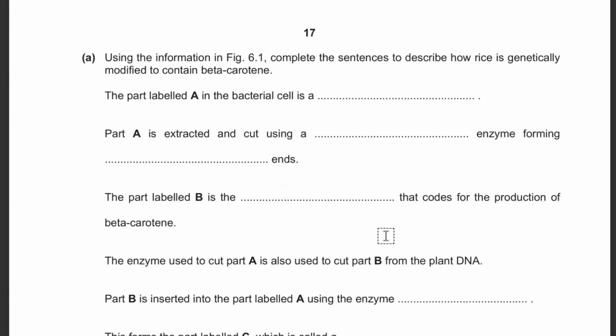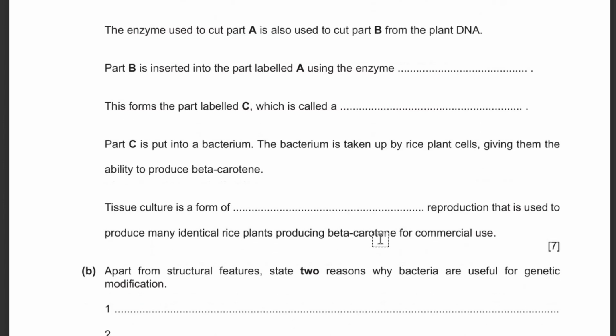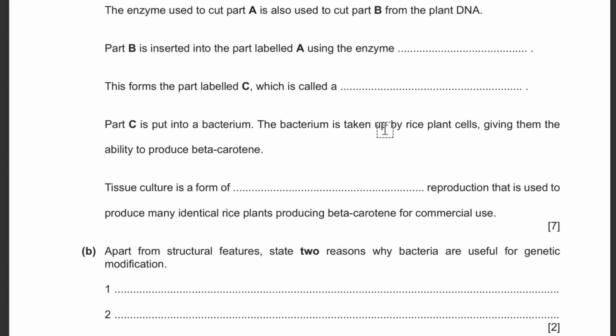Alright. Now moving ahead, this forms a part labeled C, which is a recombinant plasmid, which has the gene from other sources. Part C is put into a bacterium. The bacterium is taken up by rice plants, giving them the ability to produce beta carotene. Tissue culture is a form of dash reproduction that is used to produce many identical plants producing beta carotene. The very major clue for you to identify whether they're talking about asexual or sexual reproduction is that they're saying many identical rice plants; identical species are produced in asexual reproduction.